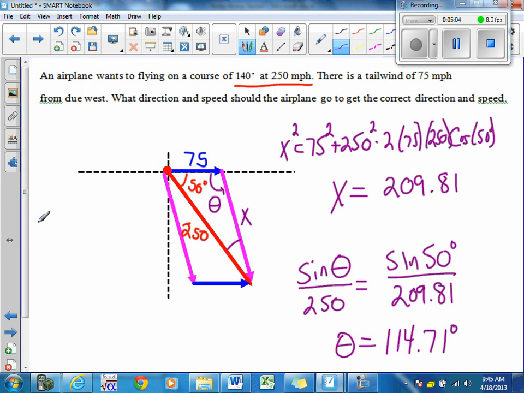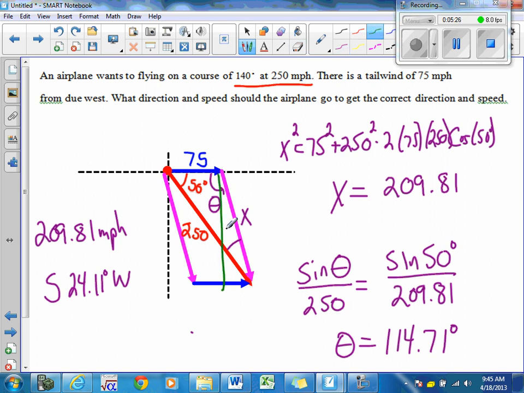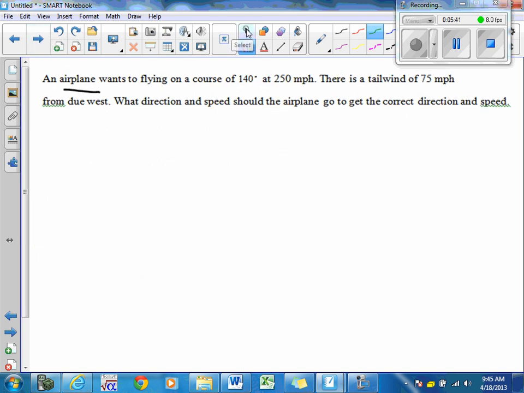So if I want to figure out my direction and magnitude, it's 209.81 miles per hour. And then it's going to be south 24.11 degrees west. And I just kind of cheated there and said, okay, if this is due south, how far over do I go? So these problems, we're going to have to find our angle and direction to end up where we want. Now, another way we could do this would be to say, let's do it with components.